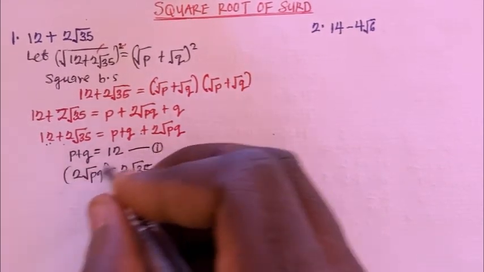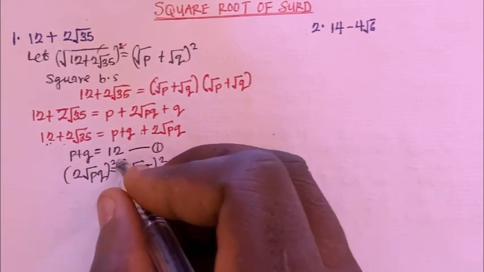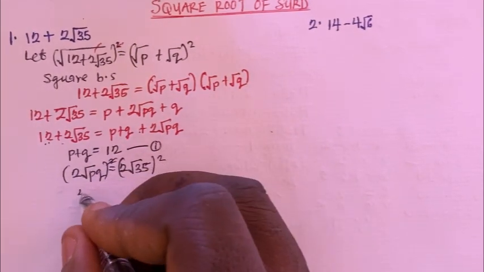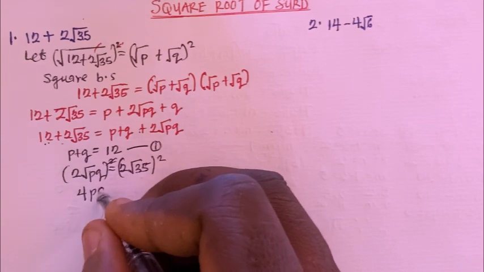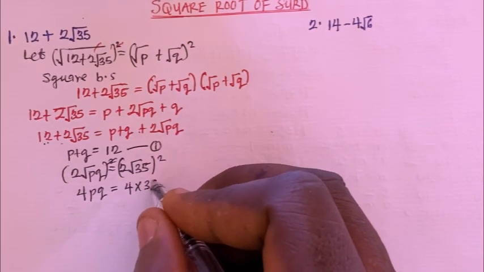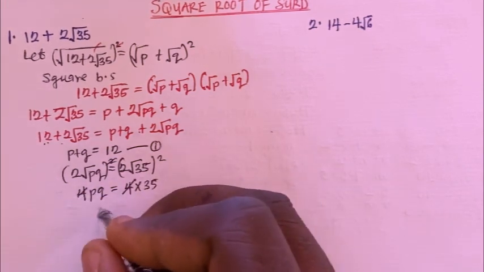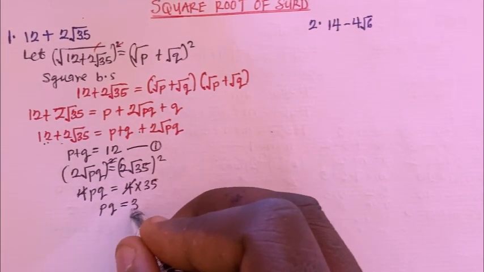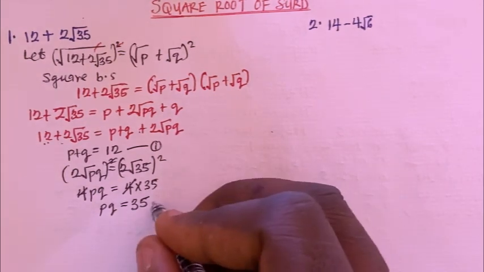Then you can simply square both sides of this equation. This is 2 squared, which is 4, then pq equals 4 multiplied by 35. This 4 cancels this 4. Then you can just say pq equals 35 exactly. So you call this equation 2.